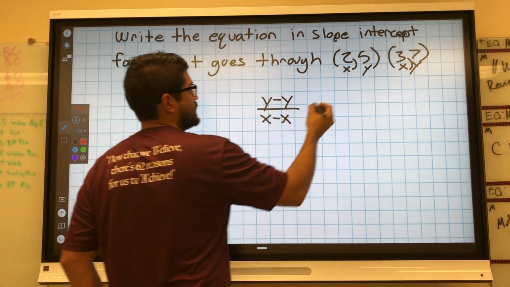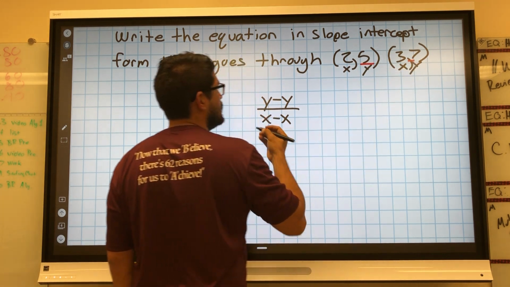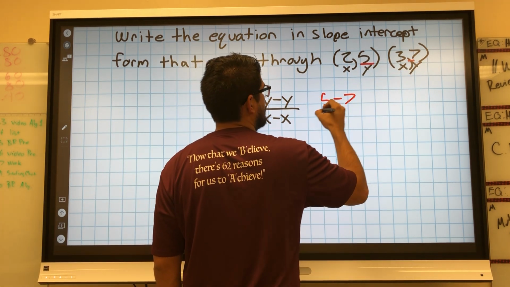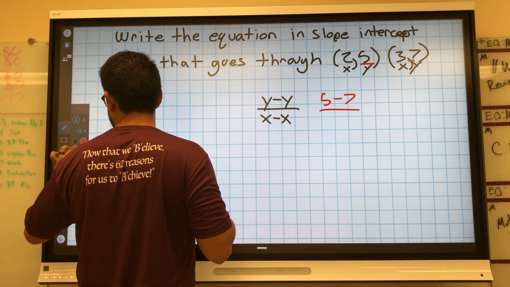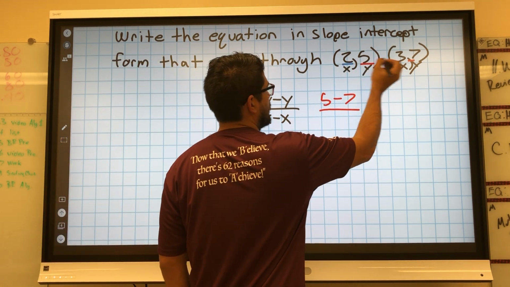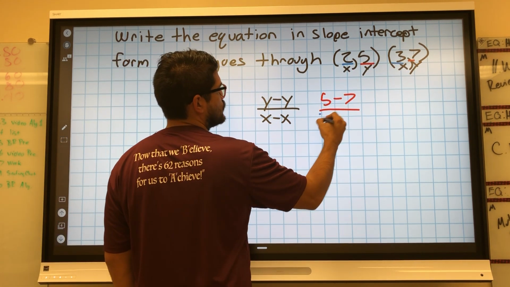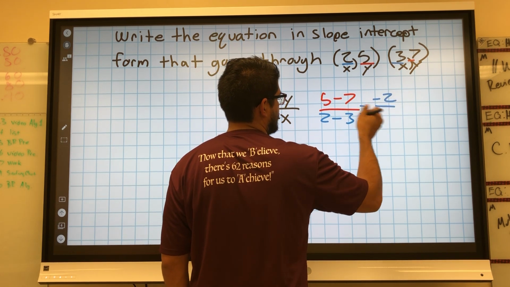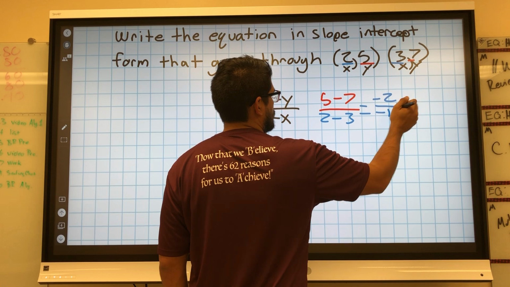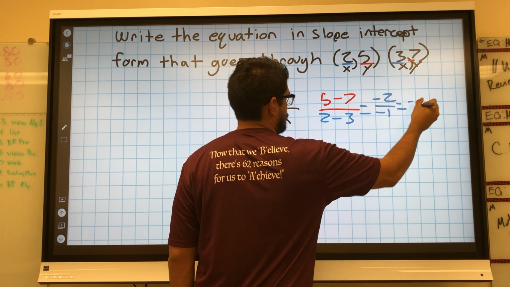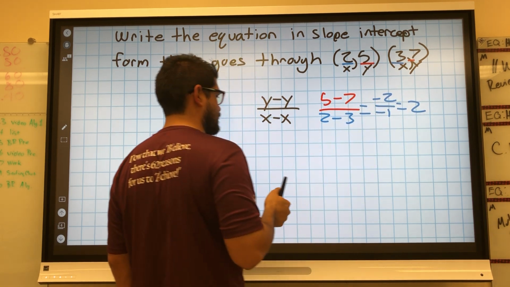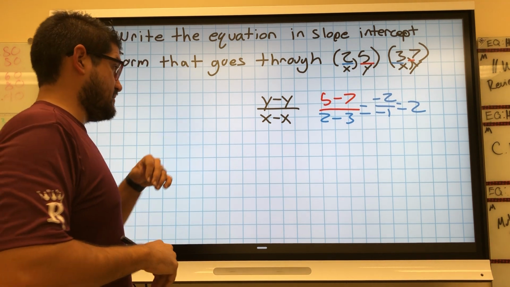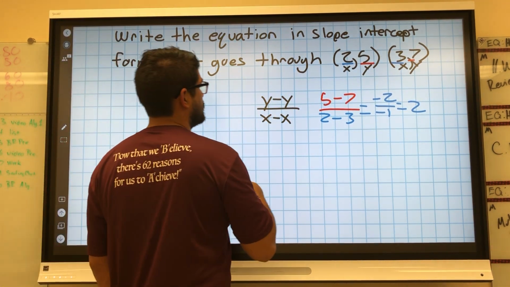So let's go with the y's first, this one and that one. So we can do 5 minus 7 over, and then we'll do the x's, which are that one and that one. We'll do 2 minus 3. That's going to give us -2 and -1, which is really going to be positive 2. 2 divided by 1 is 2, and they're both negative, so that makes it positive. So the slope is 2.